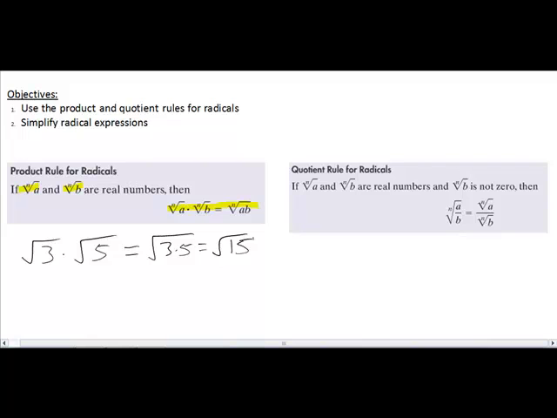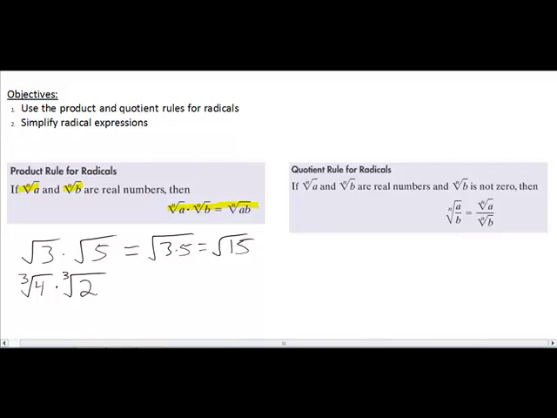Let's look at one that's a little bit more interesting. Let's say you had the cube root of 4 times the cube root of 2, and here's where this becomes really handy. The cube root of 4 is a ridiculous number. It's not rational. It goes on forever. So is the cube root of 2. Those are both irrational numbers.